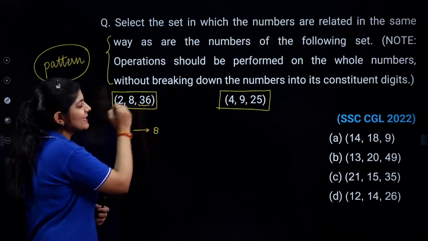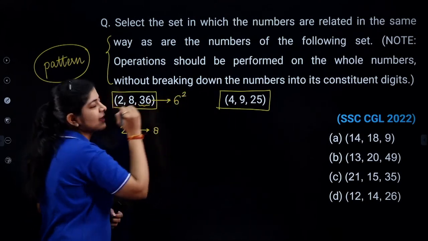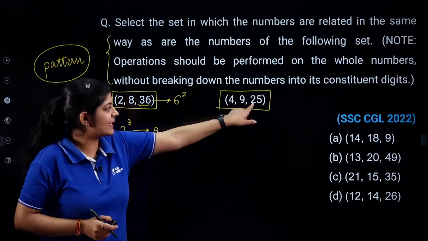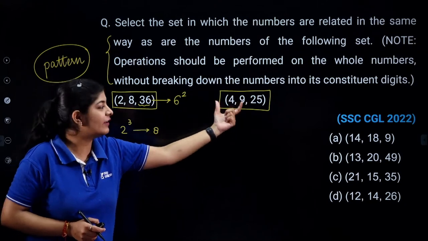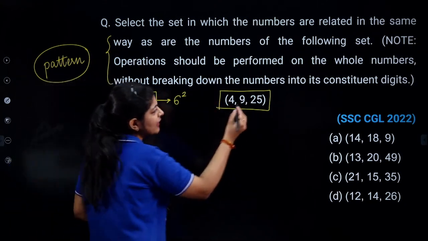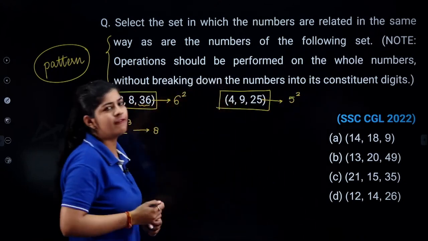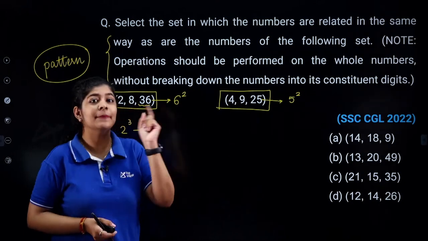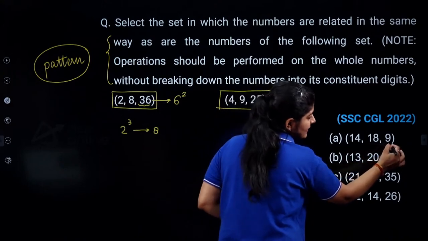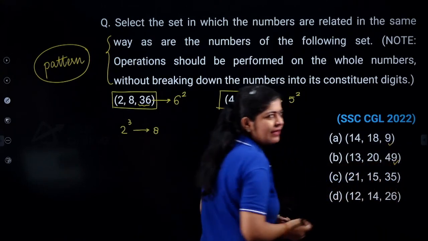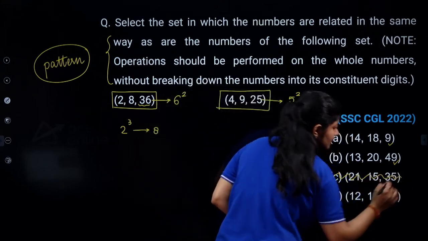As I see 36, I know that 36 is the square of 6, right? And the third number in our given clue, 25, is again a perfect square, the square of 5. So are we having a perfect square as the third number? Do we have that? Yes. Do we have that? Yes. Do we have that? No, 35 is not a perfect square. So just simply eliminate this particular option.